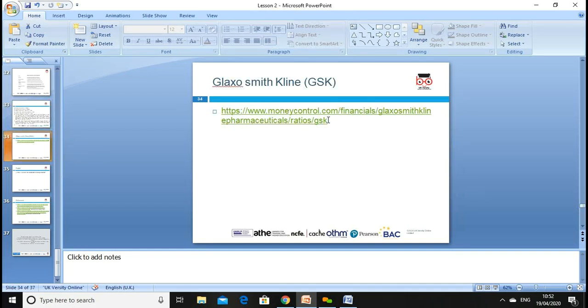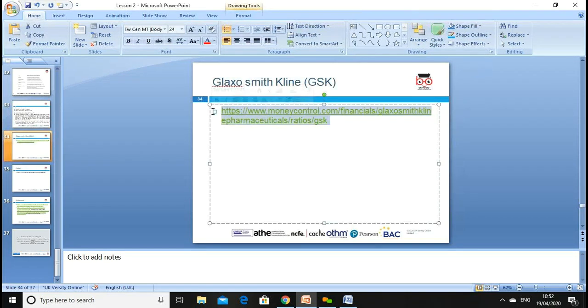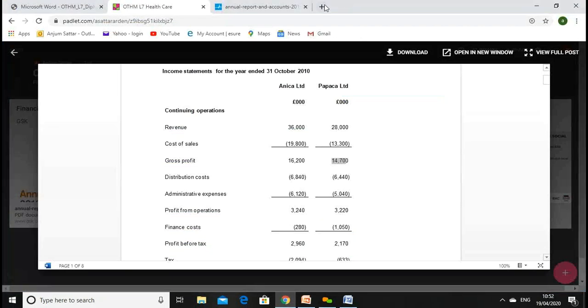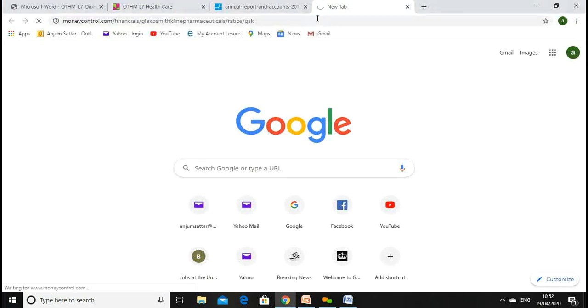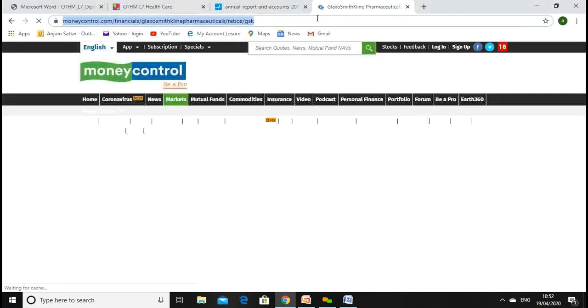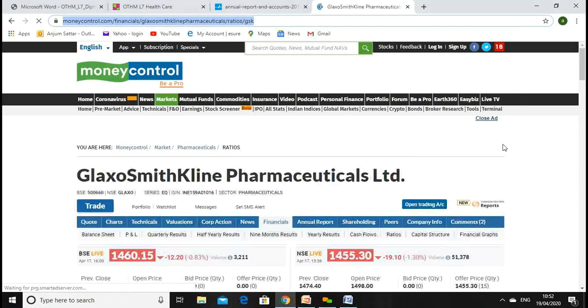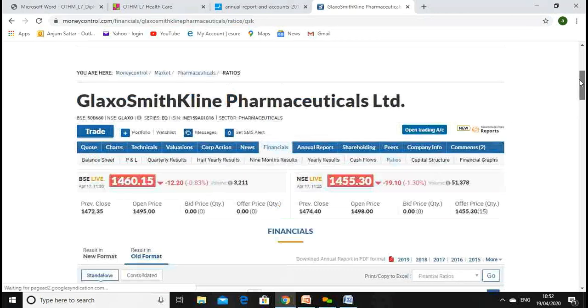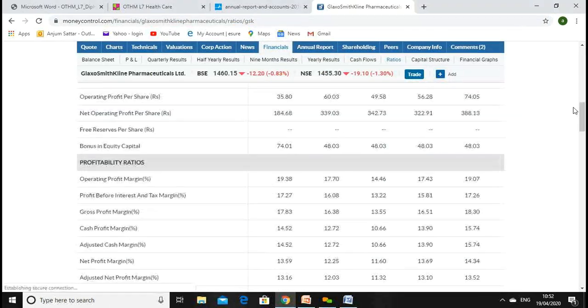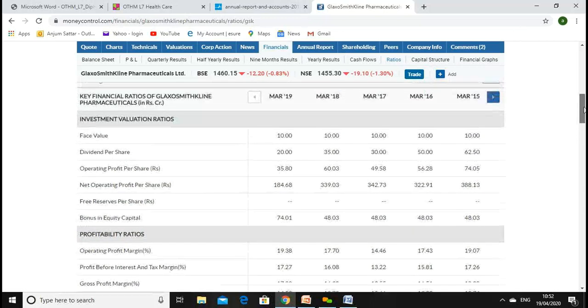Okay. Then I picked a company, especially in the health sector and healthcare, which makes products: GSK, and we calculate the ratios. So just copy the link, please. Then you just paste this link there, and you can see GSK's ratios, like Glaxo Smith Kline's ratios here.